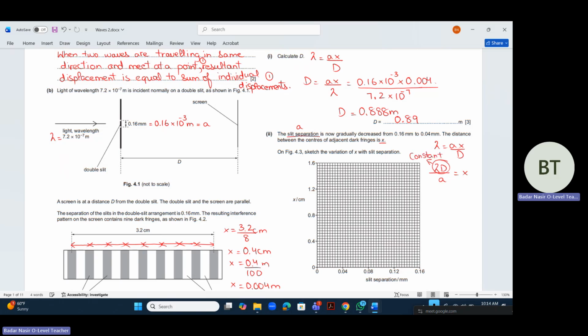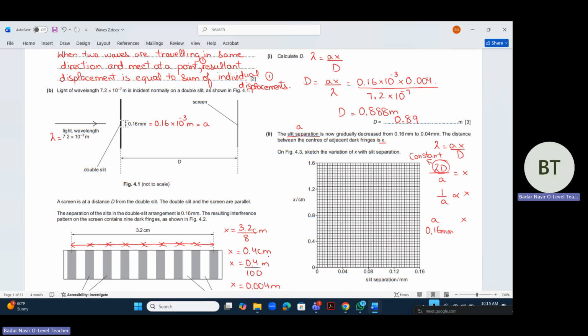So we can say, what is the relation between the slit separation and the fringe separation? They have an inverse relation. So if the slit separation decreases, the fringe separation will automatically increase. Okay, now let's compare two values, A and X. When A, the slit separation, is 0.16 millimeter, what was the fringe separation that we got?